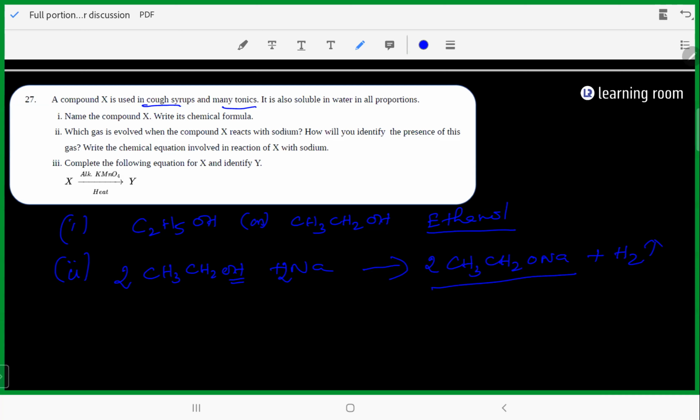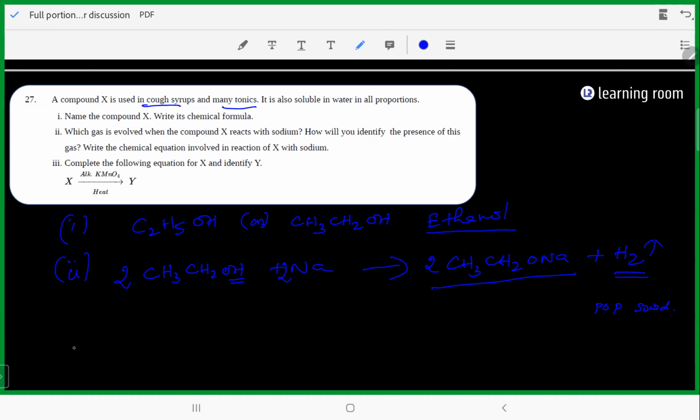So how will you identify the presence of this gas? The hydrogen gas is evolved, no? When hydrogen gas is evolved from ethanol with sodium, and you bring a burning candle near the gas, it gives a pop sound. Okay, it gives a pop sound when you have the burning candle near the gas. Otherwise, we can identify the release of hydrogen gas.